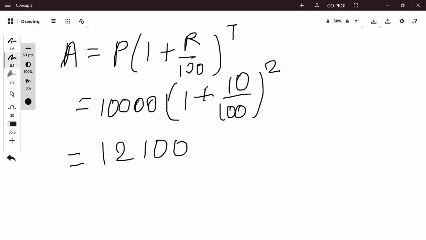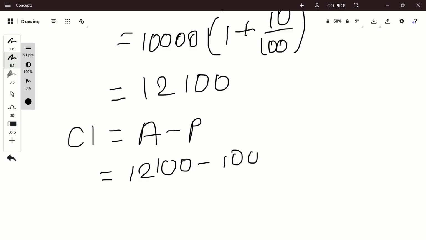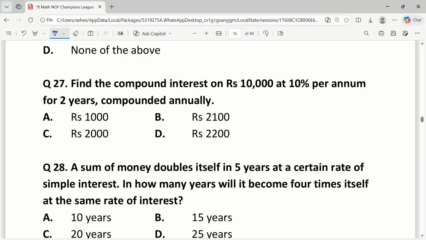Compound interest is the amount minus the principal. That is, CI is equal to amount minus principal, which is equal to 12,100 minus 10,000, which is equal to 2,100. Comparing with the options given, the answer is B, 2,100.